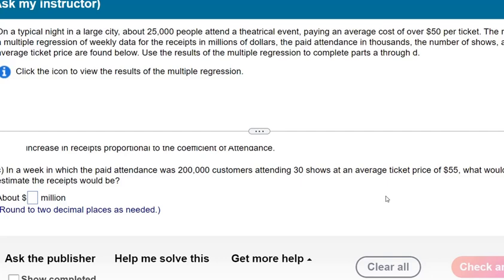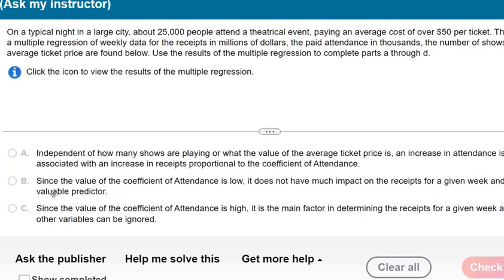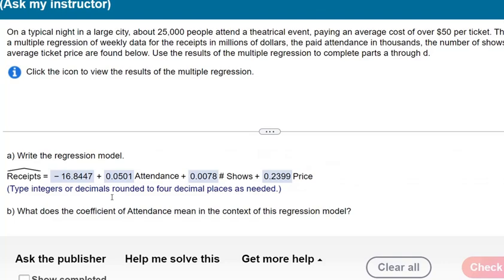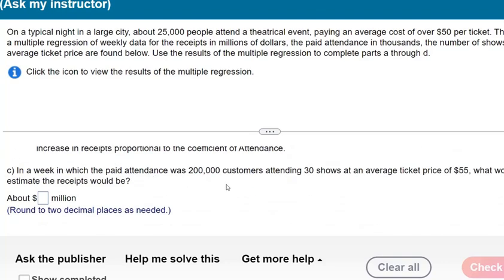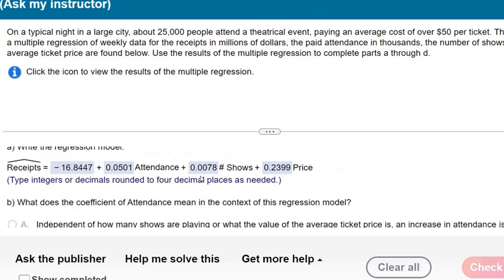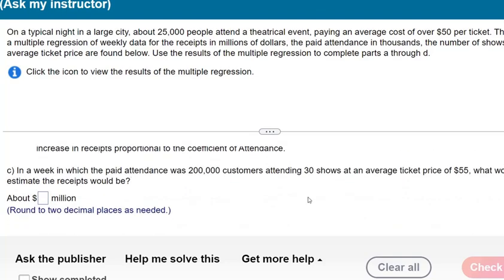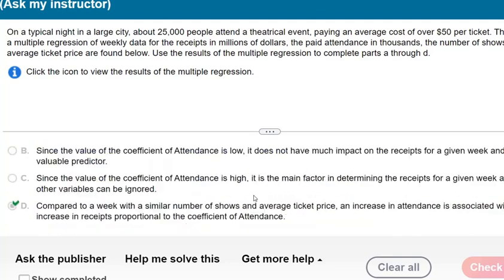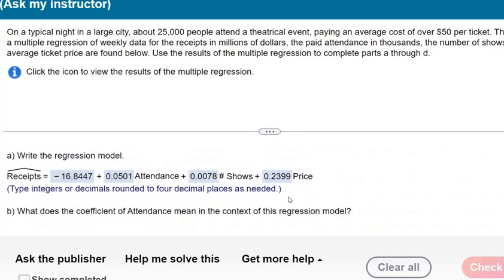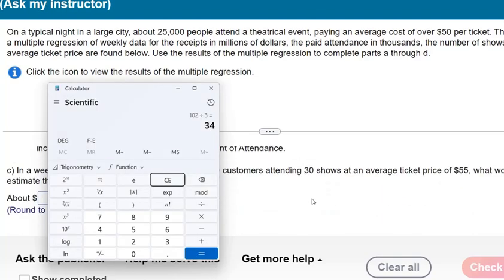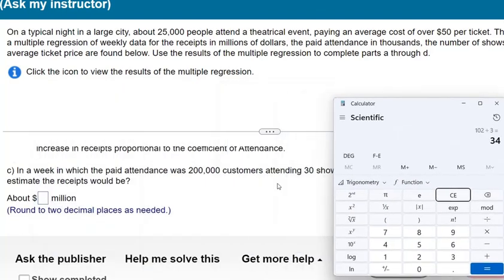And then in a week in which attendance is 200,000, shows is 30, and price is 55. For this one, you just have to plug in these values to calculate receipts. So you've got your regression equation. You'd plug in 200,000 for attendance, 30 for shows, and 55 for ticket price. And those are all next to these slopes, so you'd multiply. And once you do all that multiplication, then you get your prediction plus the intercept.